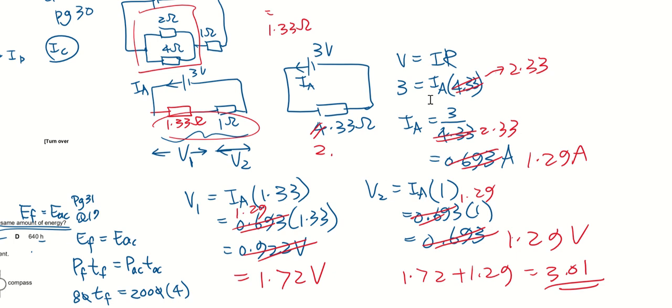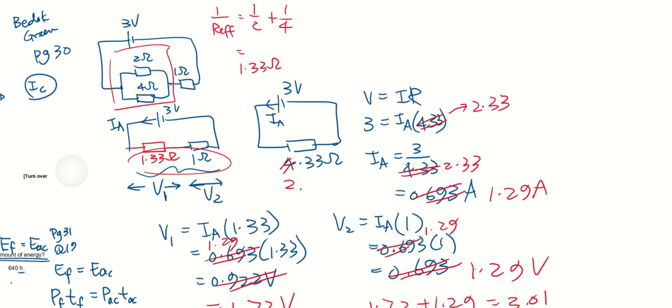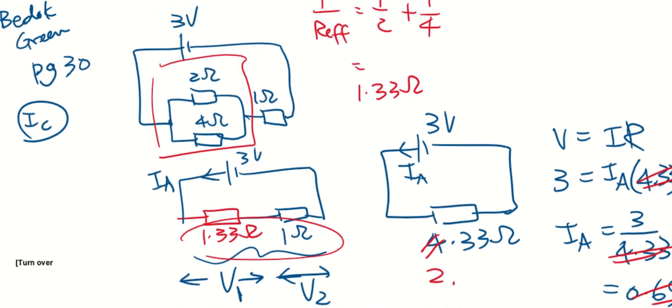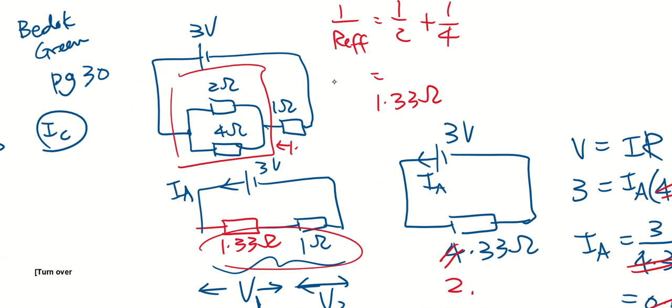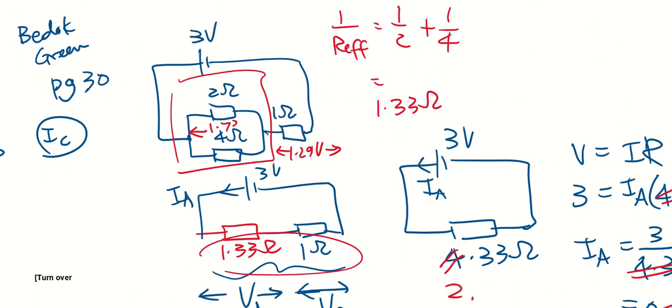Okay, so if just now I have made all these mistakes, when you add them up, it will not be equal to the original 3 volts that is provided by the battery. So that means over here, we go back to the more complex circuit. Across this 1 ohm is actually 1.29 volts, and across here is actually 1.72 volts.